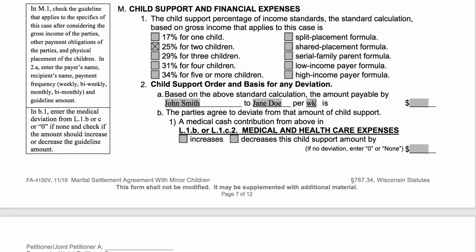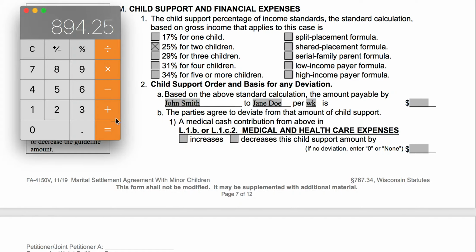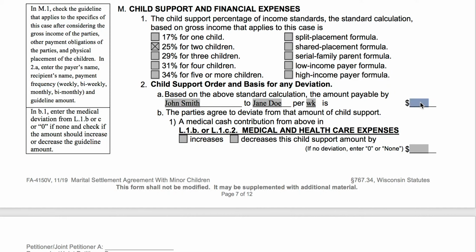Here in Milwaukee, that is reported weekly. So it's reported weekly, right? This number, as you will note, is monthly, because we took it based off John's monthly income. What you'll do is you're going to take this number, you're going to multiply it by 12, right? 12 months in a year. So this gives us a yearly number. And then we're going to divide that by 52, which is the number of weeks in a year. We end up with 206.36. So that's going to go here.